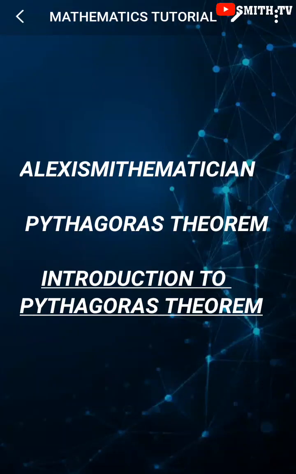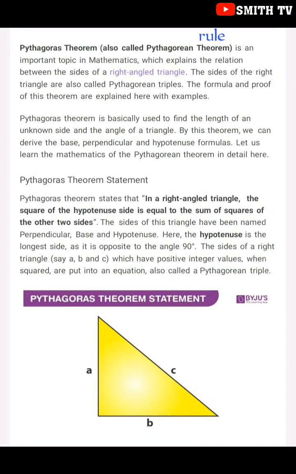Introduction to Pythagoras Theorem. Pythagoras Theorem, also called Pythagoras Rule, is an important topic in mathematics which explains the relation between the sides of a right-angled triangle. The sides of the right-angled triangle are also called Pythagoras triples. The formula and proof of this theorem are explained here with examples.